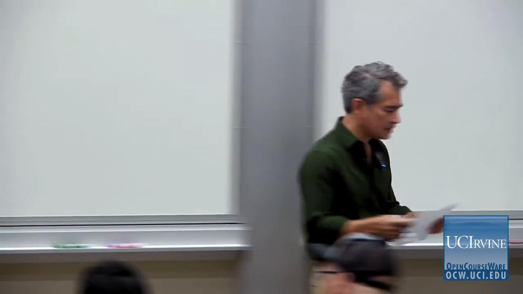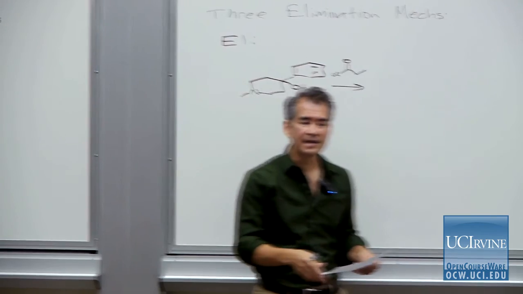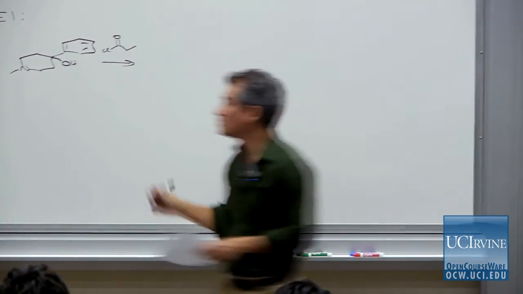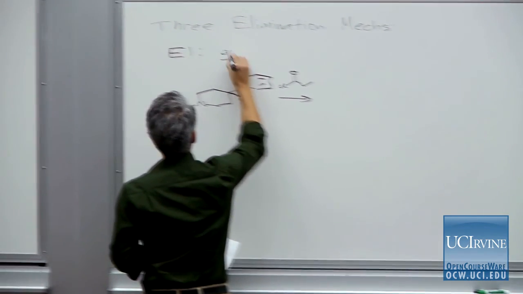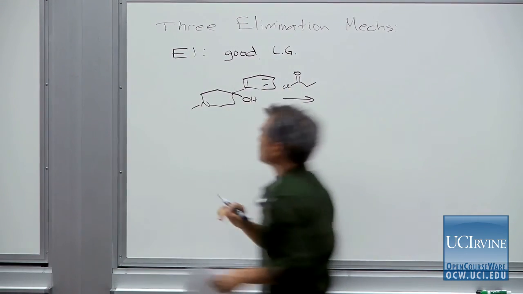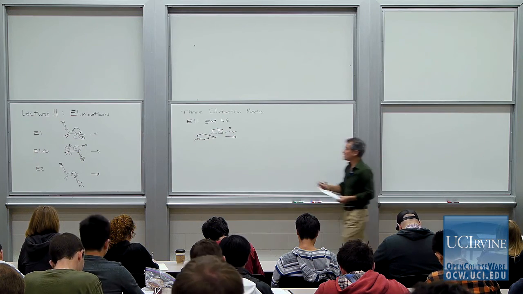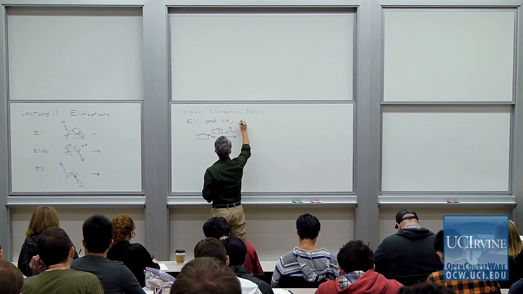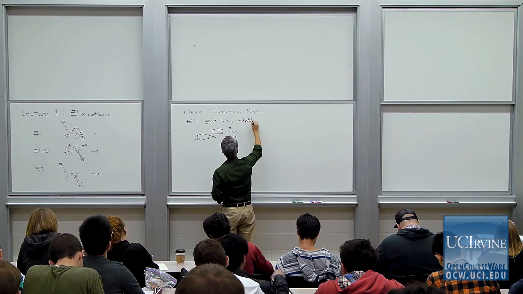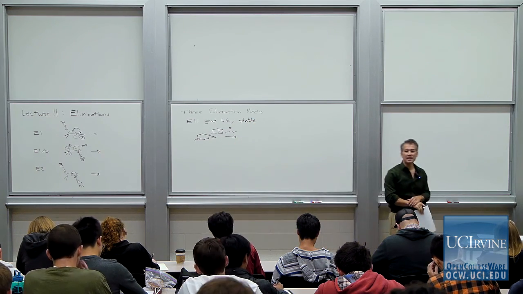Okay, so let's talk about these three types of elimination mechanisms. And I'll start off by talking about E1 elimination mechanisms. They all involve carbocations, and so that means we better have good leaving groups. Those will tend to be prominent mechanisms for elimination. And not just good leaving groups, but you want to have stable carbocations. That's another clue that it probably proceeds through an E1 elimination mechanism.